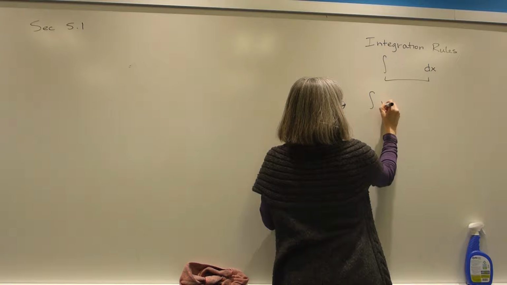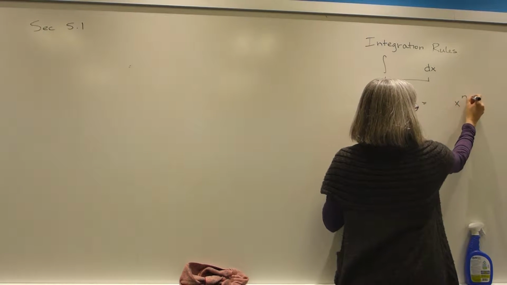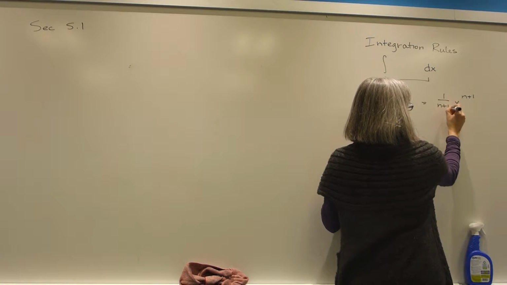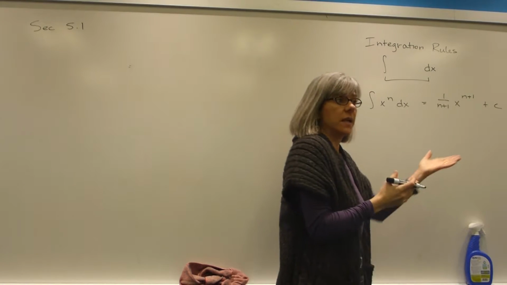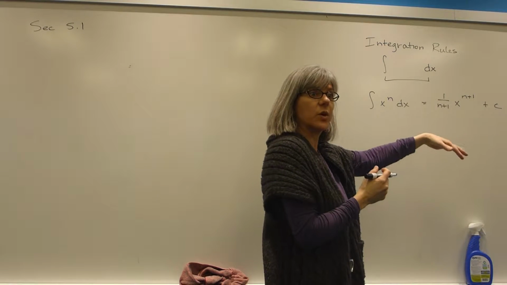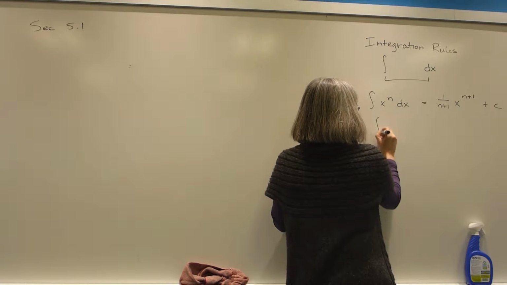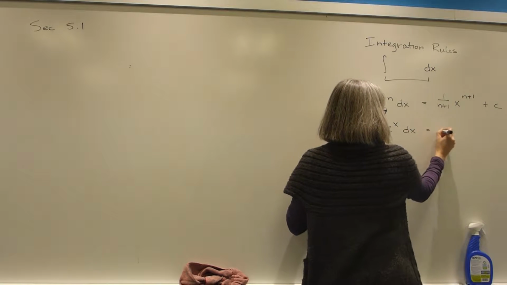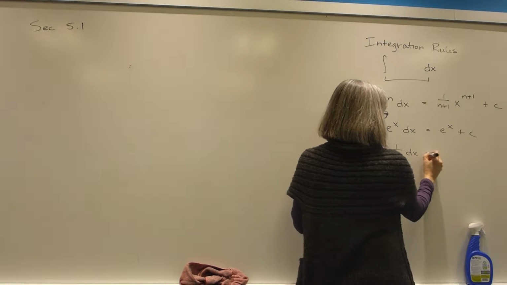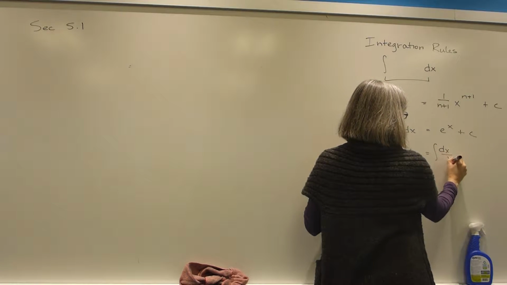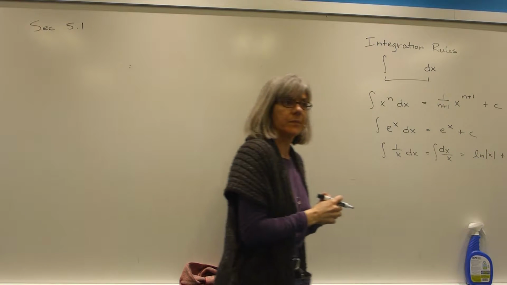If I have this, any power, I know the answer will be raise the power by 1, divide by, or multiply by the reciprocal if it's a fraction. That's easier. Plus c, because any infinite number of numbers would work, and I don't know what they are yet. We're going to talk today in class about how to find out what fits there. We have e to the x goes to e to the x, and 1 over x dx, or more importantly, dx over x is ln absolute value of x plus c.